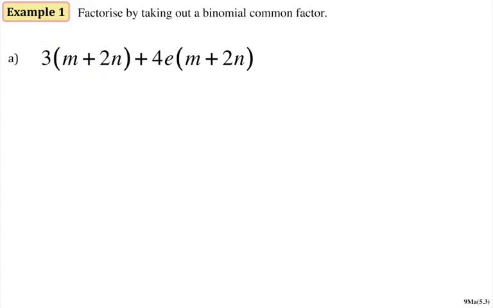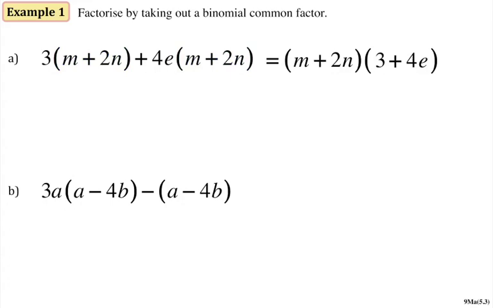Let's actually have a look. Each term contains a common bracket. So let's try taking out the common bracket. Now the common bracket gets written down. Then what we do is we put our leftovers in our second bracket. And what are the leftovers that we didn't put out the front, because it was m plus 2n happening twice? There's a 3 and a plus 4e. So 3 plus 4e goes in my leftover bracket and we are finished.